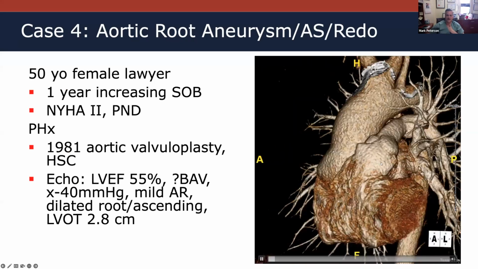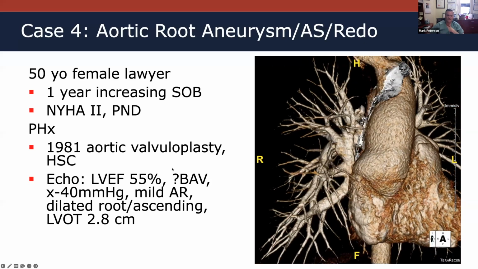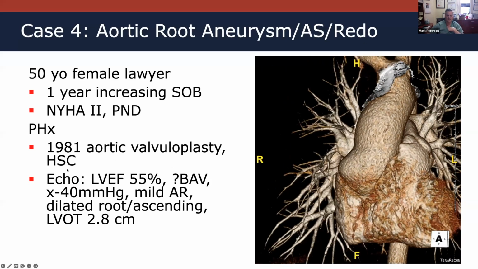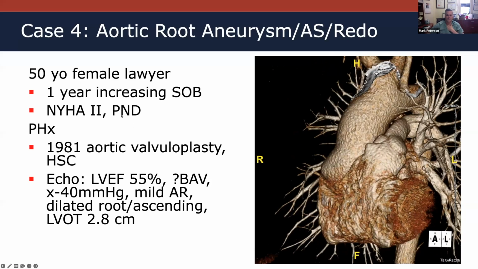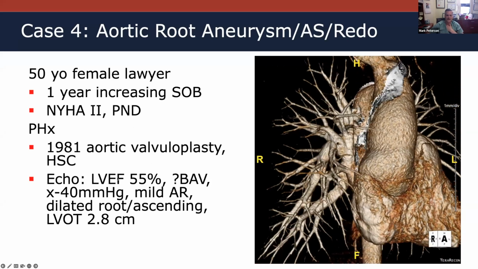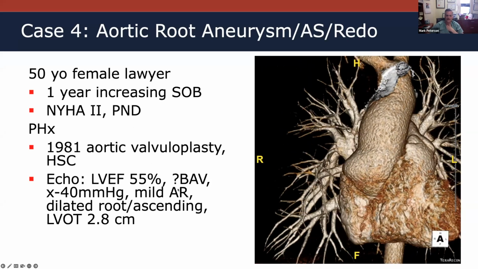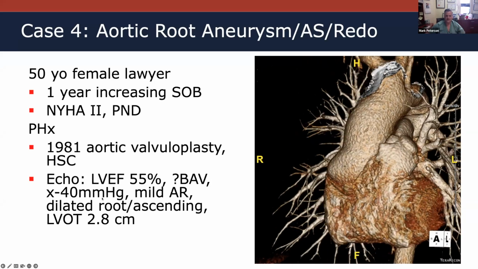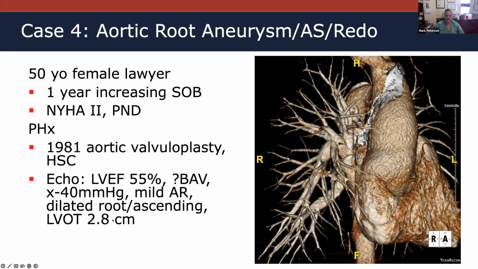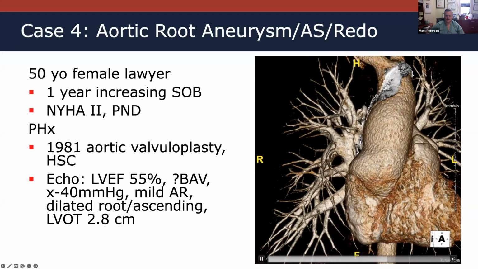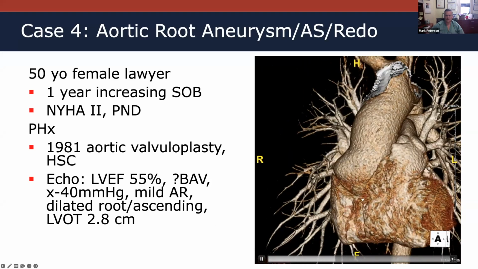This patient had an operation at the Hospital for Sick Children in 1981, had an aortic valvuloplasty, but came back with shortness of breath, and the echo showed normal EF, possible bicuspid valve, gradient to 40, mild AR, dilated root, and a dilated LVOT. Here's the three-dimensional CT.